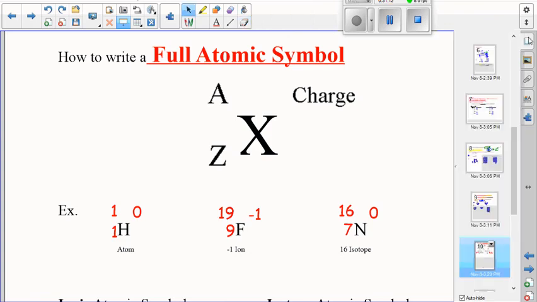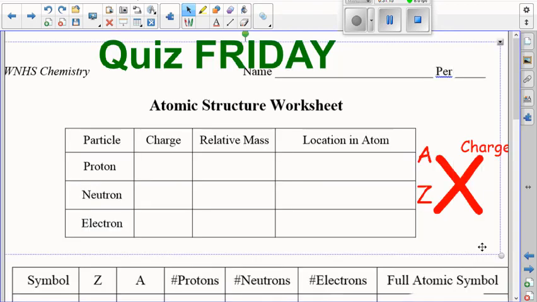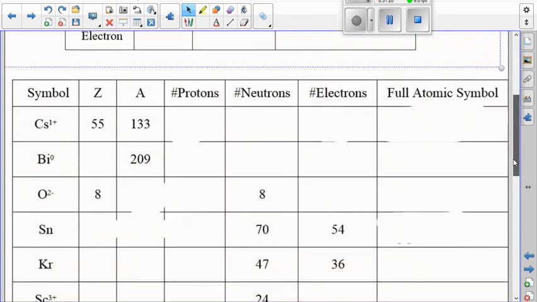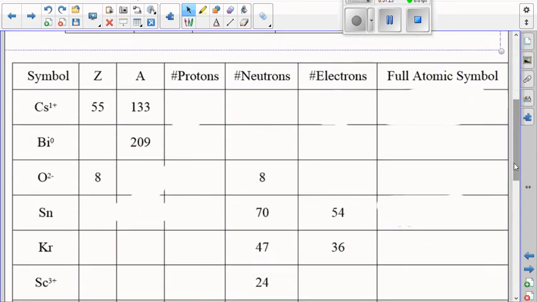Now let's go ahead and take a look at our worksheet real quick. This top chart is just the beginning of your notes. This is just for notes for you. Let's talk about one of these problems. We're going to do Sn, that's element number 50, tin. In all of these rows, I've given you enough information somewhere in the row to answer the rest of the row. So we're told that this particular tin has 70 neutrons and 54 electrons. Not all tins have 70 neutrons and 54 electrons, but we're told this one does. So let's answer the rest of these.